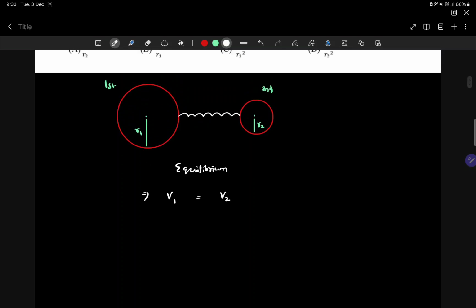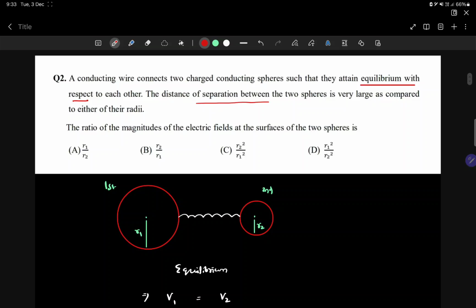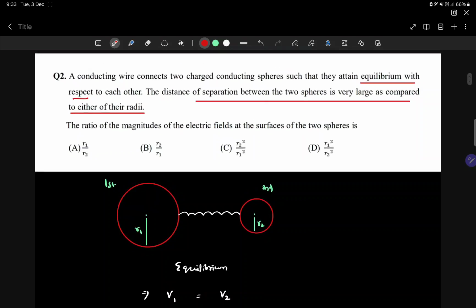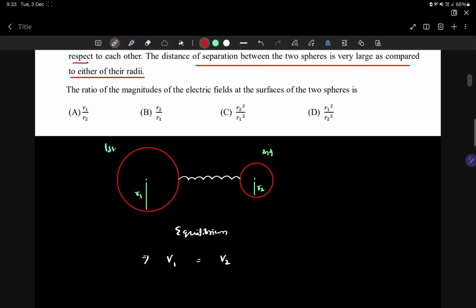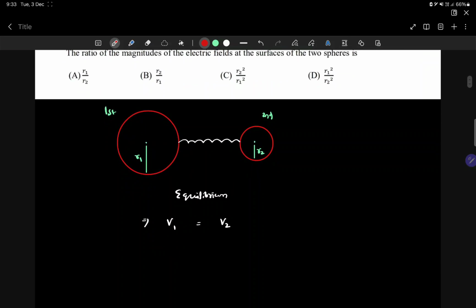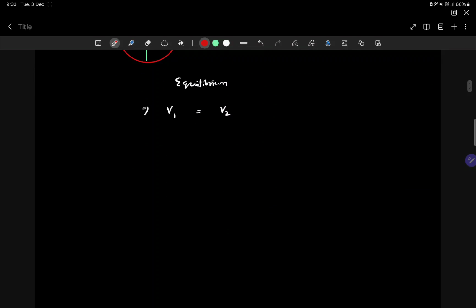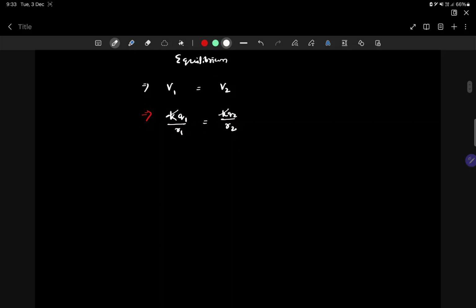So thus we can write, and after that the question says the distance of separation between the two spheres is very large as compared to either of their radii. That means if you observe the second sphere from the first sphere, it behaves as a point object because that separation is too large. So potential due to point charge, V is equal to KQ by R. For V1 we can write KQ1 by R1, and for V2 it will be KQ2 by R2. So Q1 by Q2 is equal to R1 by R2.